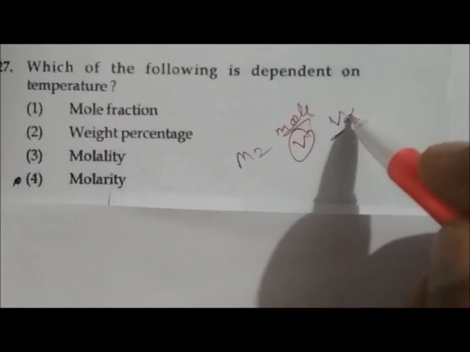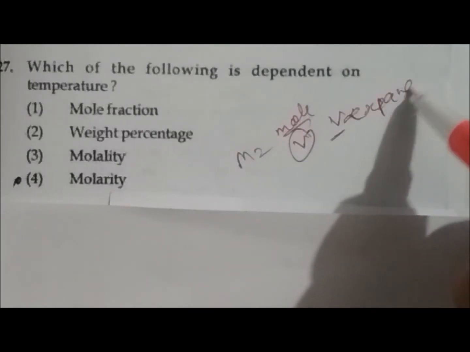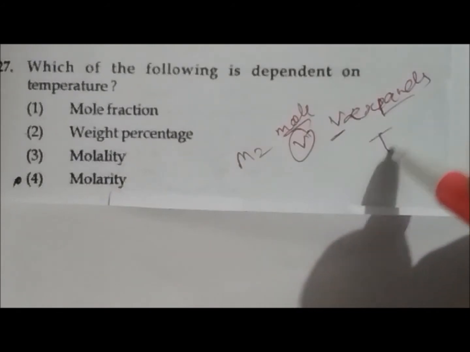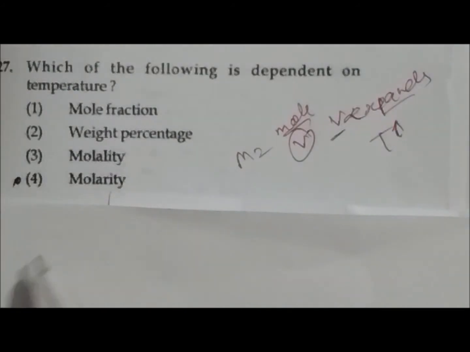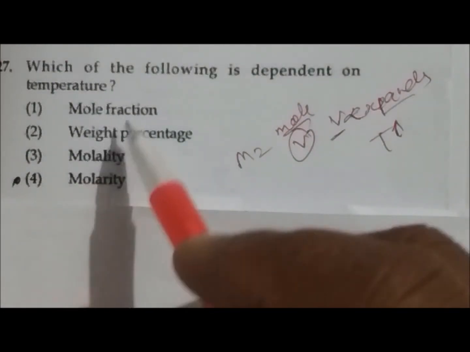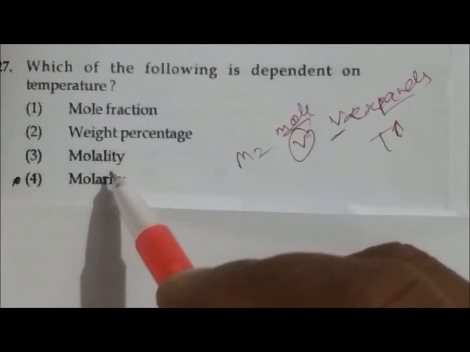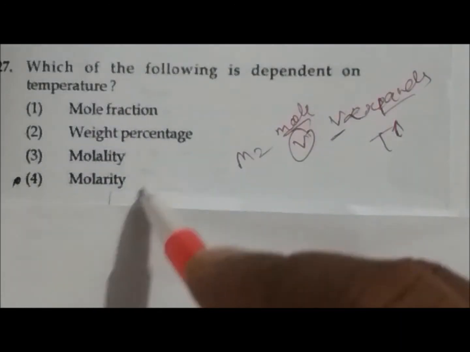So volume will expand on increasing temperature. When we increase the temperature, it will expand. So definitely this concentration will depend upon the temperature, while the other three are pure ratios, so they are not affected by temperature. They are temperature independent. So this answer is correct.